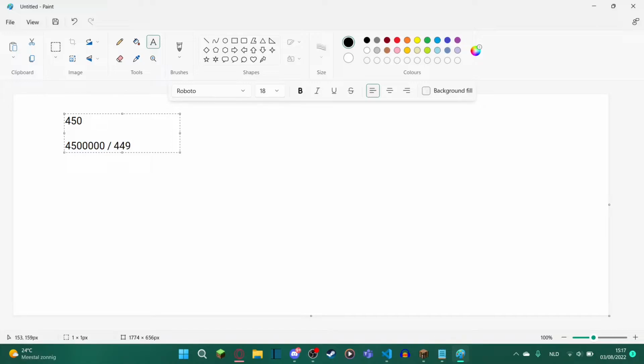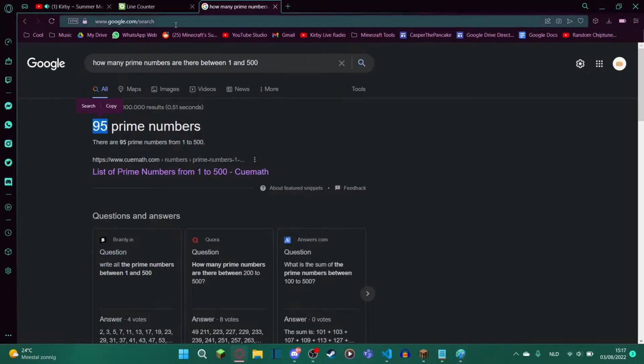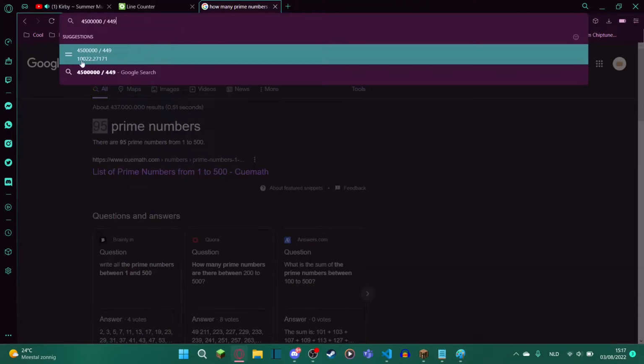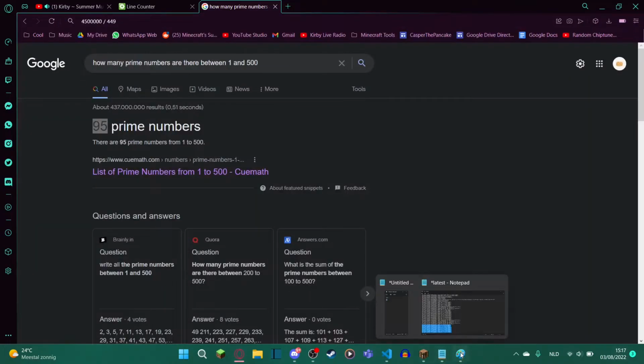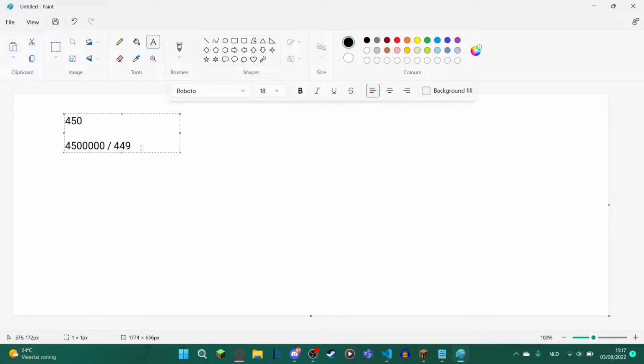Again, we don't have to do 449 times 10,000. Although, of course, this is still going to be a rounded number, but it equals 10,022, right? 10,022 is the result. So we'll write that down. And then what we're going to do is another equation, and this time we're actually going to do 450 divided by 449.